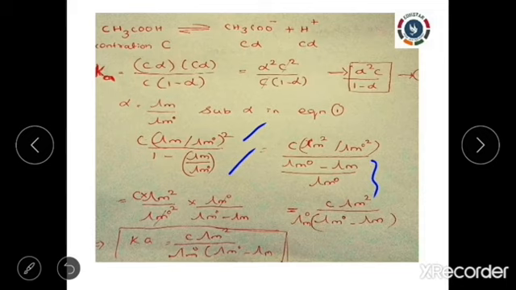We will be getting the Ka value: C lambda m square divided by lambda m naught into (lambda m naught minus lambda m). If you want to have a clear look at this picture, just pause the video and understand the steps. It is all simple numerical steps. You will be able to understand it. Okay, now I'm going to move to the next one.